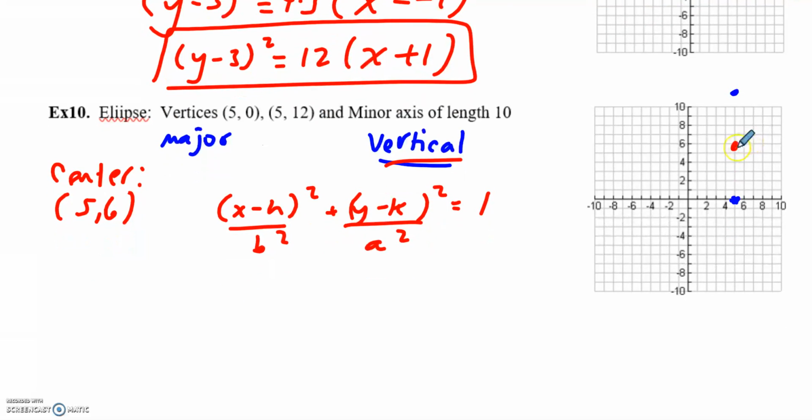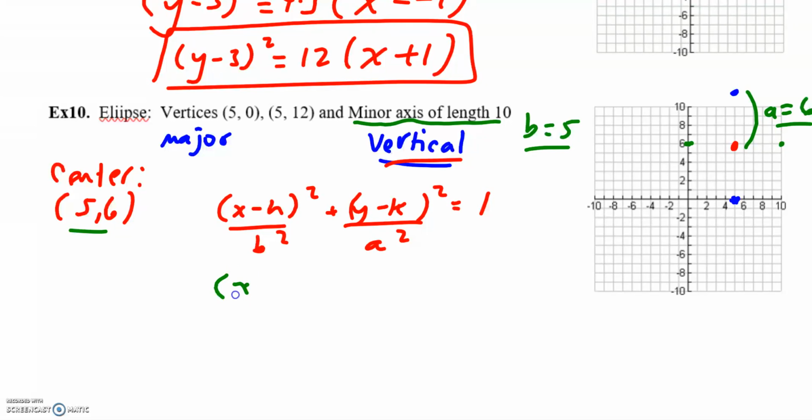So I already know my center. I actually already know my a value because the distance from here to here is 6, and from here to here is 6. So a is 6 units. I would just need to find my b value, and that comes from the fact that I know that the minor axis is of length 10. So if my minor axis is of length 10, that means I'm going 1, 2, 3, 4, 5 in each direction. So that means that my b value must be 5, because that's the distance from the center to the minor vertices.